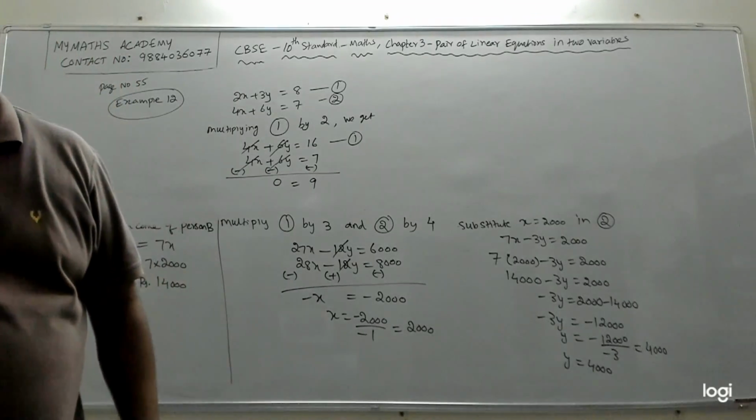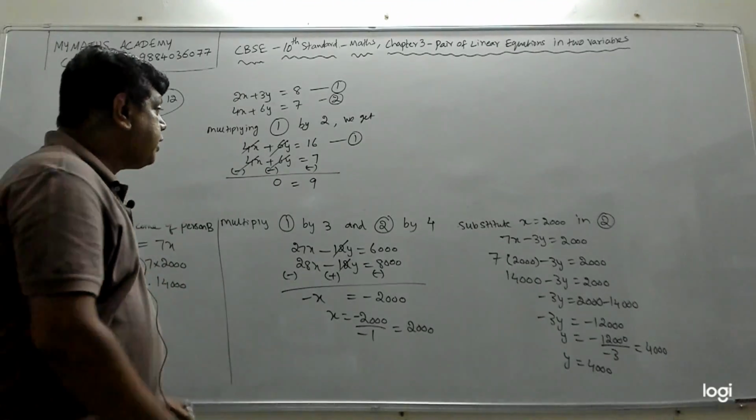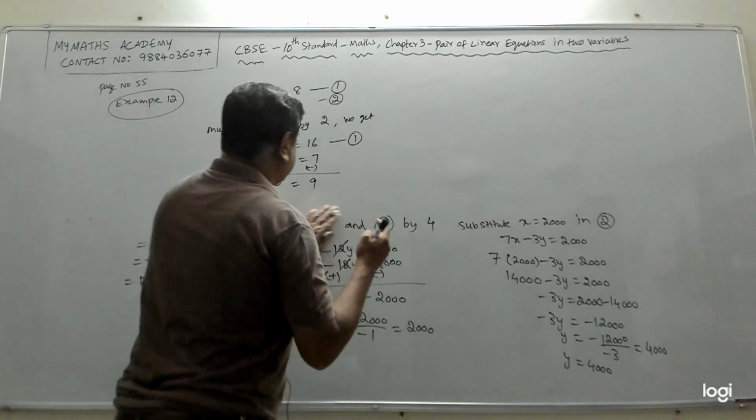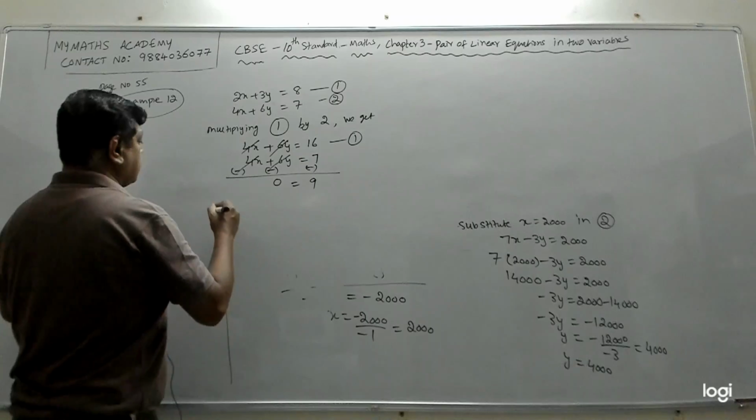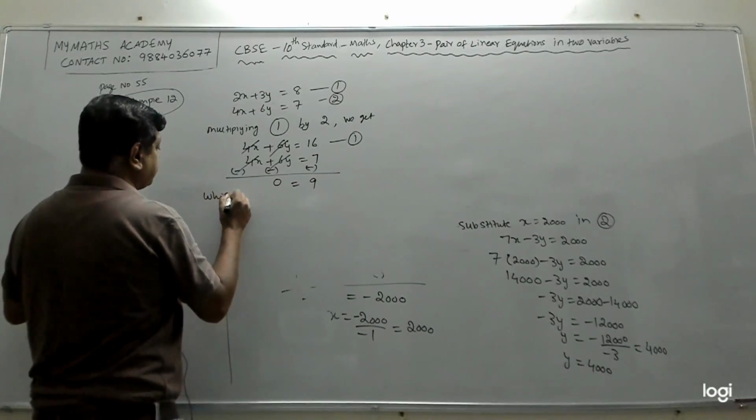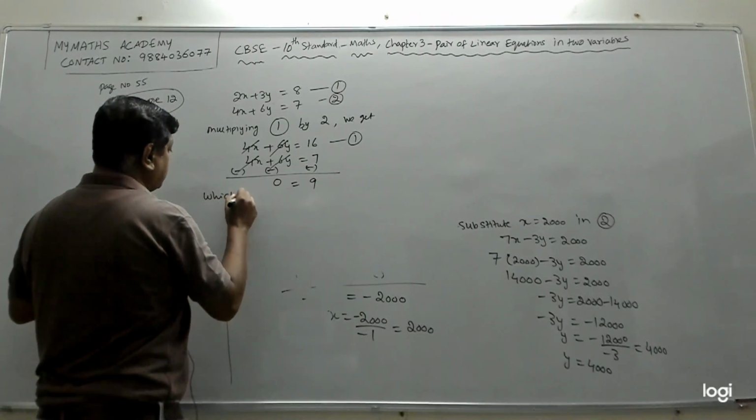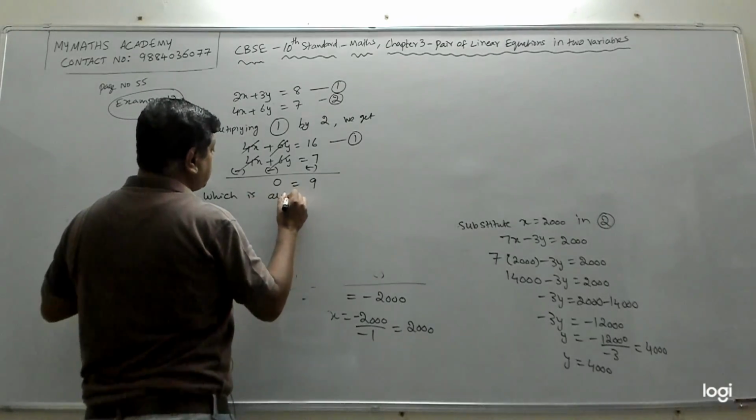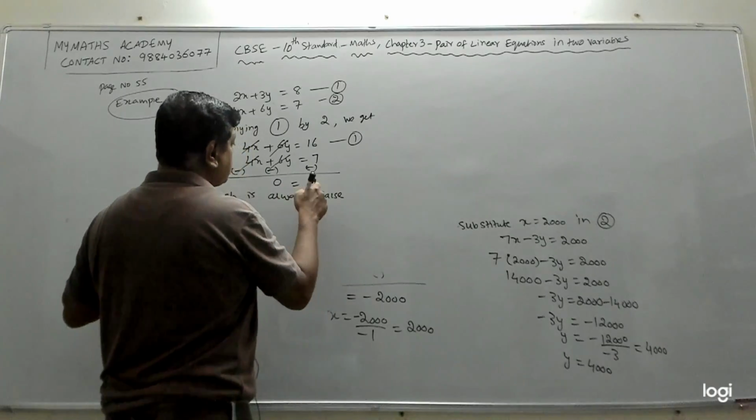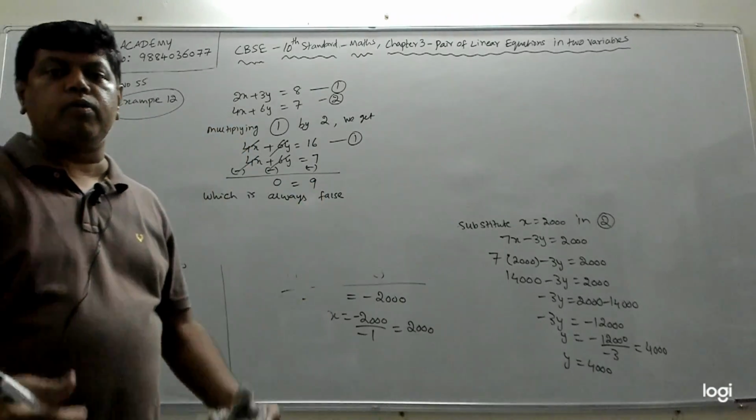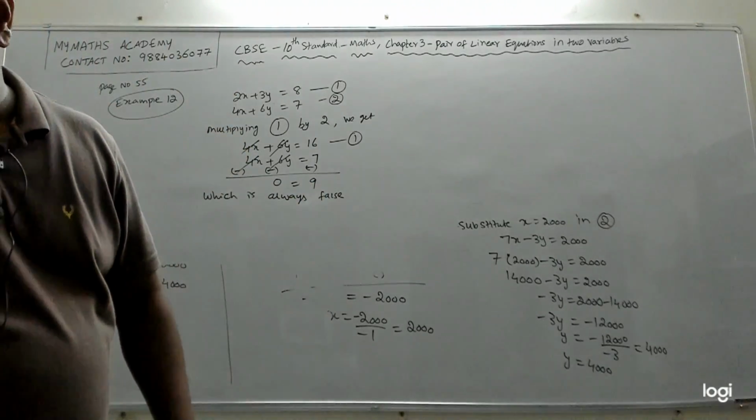6 minus 7 is 9. So what are we getting? We are getting 0 equal to 9, which is not true, right? 0 equal to 9 is not possible. This is never true. This is always false. 0 equal to 9 is always false. How can 0 be equal to 9? Which is a false statement.